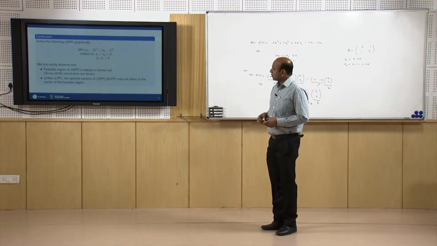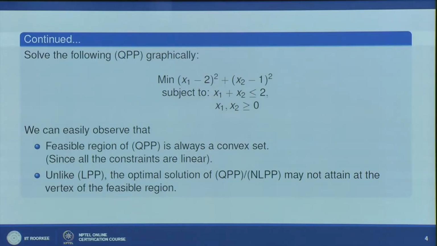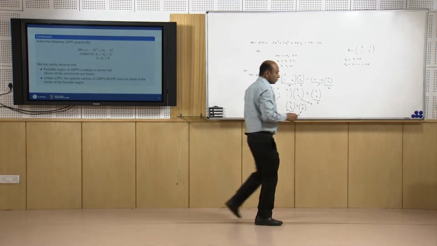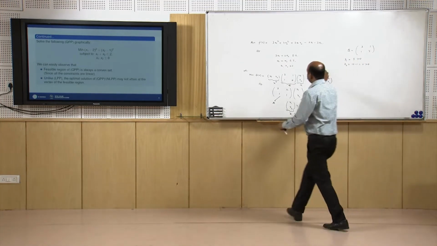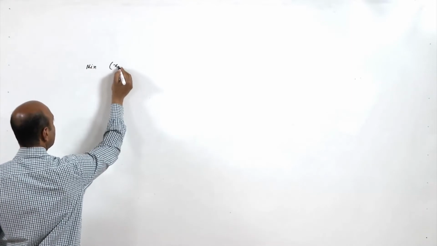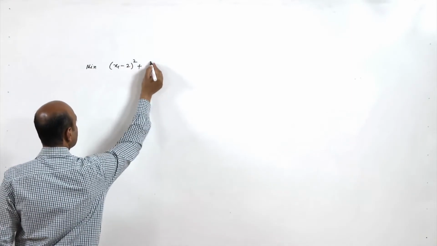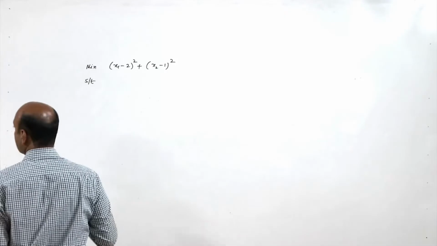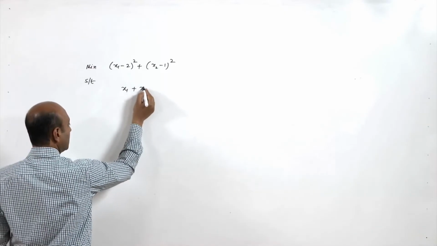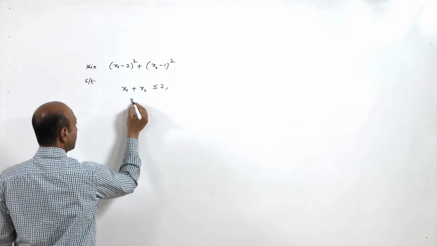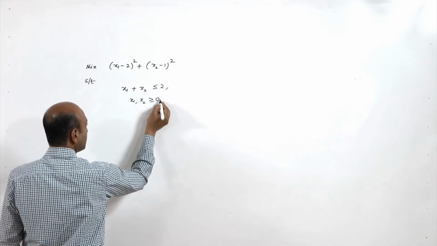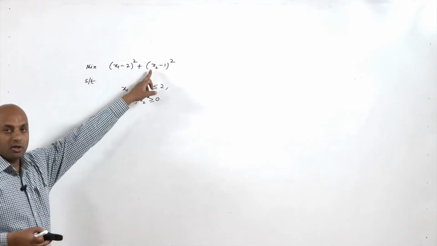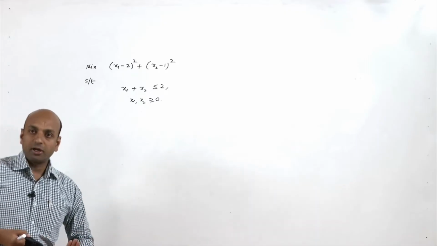Now, the first way to solve a quadratic programming problem is graphically. How can we solve a QPP graphically? Let us see. QPP can be solved graphically also. Consider minimum of (x1 minus 2) whole square plus (x2 minus 1) whole square, subject to x1 plus x2 less than or equal to 2 and x1, x2 non-negative. It is a QPP because the objective function is quadratic, of degree 2, and all constraints are linear. So, it is a quadratic programming problem.